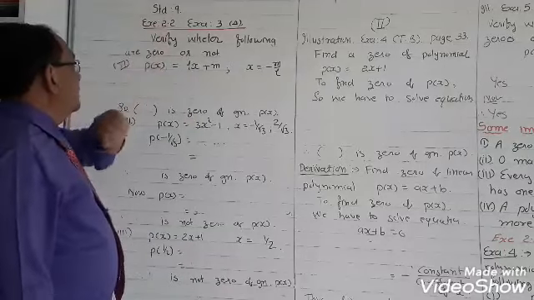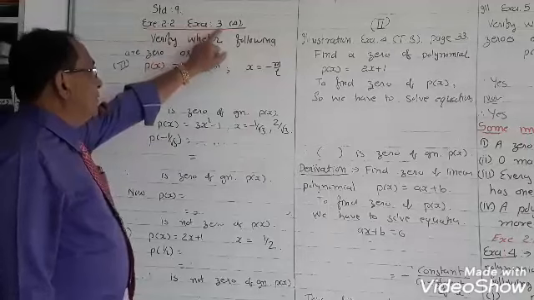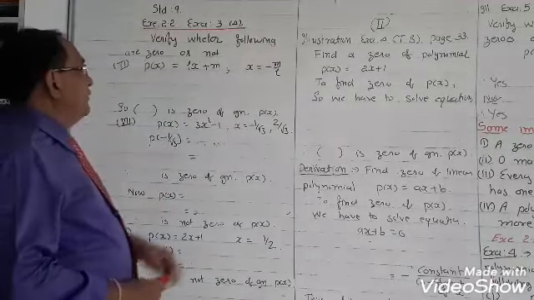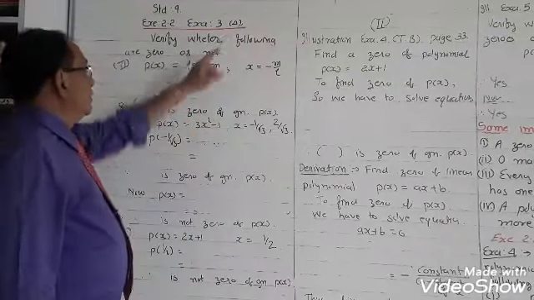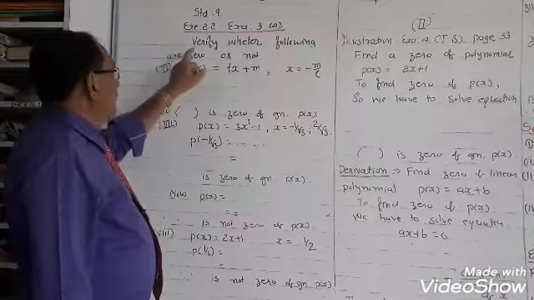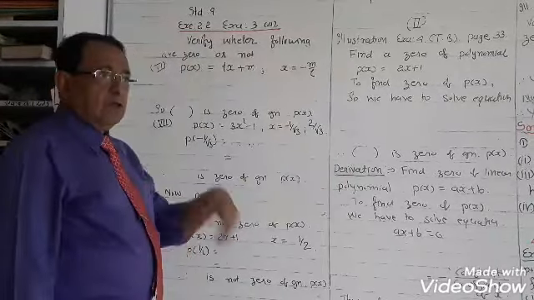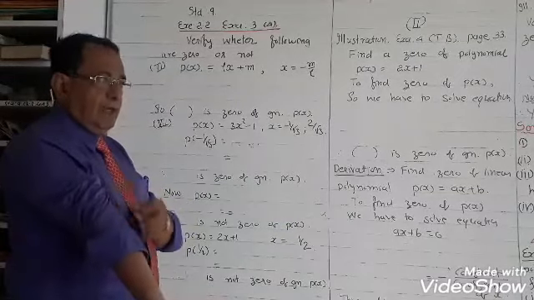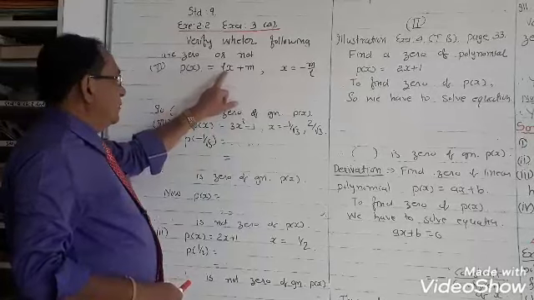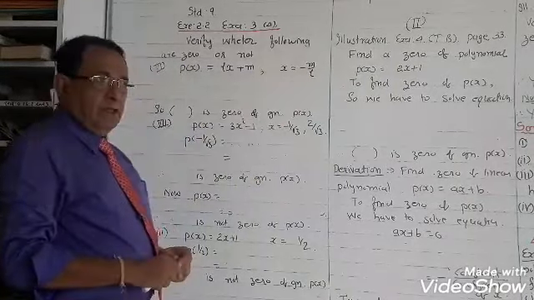Okay, standard 9, exercise 2.2, example number 3, fourth one. Yesterday we have seen up to 3. Today we will start from the fourth. Verify whether the following are zeros of the given polynomials. p(x) is equal to lx plus m, x is equal to minus m upon l.